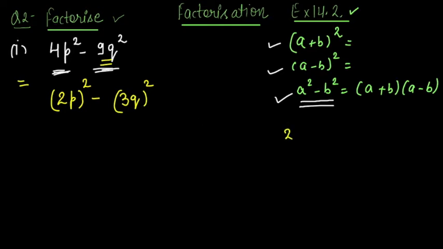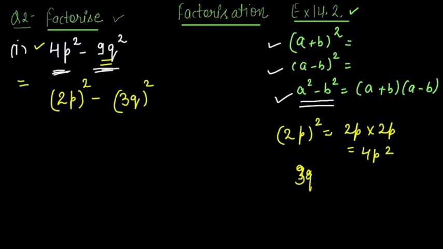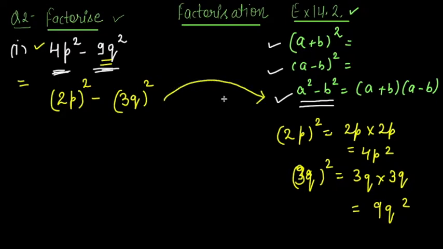If I expand 2p whole square, it will give me 2p into 2p, which is 4p square, right? Similarly for 9q square, this is your 3q whole square. If you expand it as 3q into 3q, this gives you 3 3s are 9q square. So I can convert it. Now if you compare this with the third algebraic identity, your question is already in the form of a square minus b square. The important thing is that the third identity should have a minus sign in the middle.